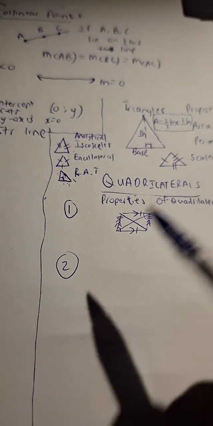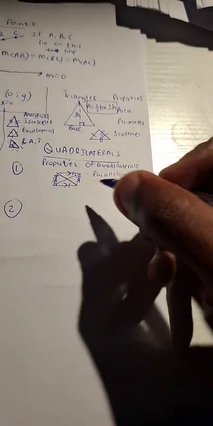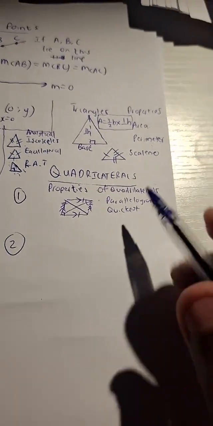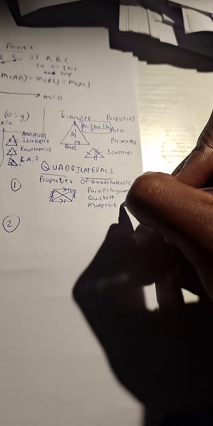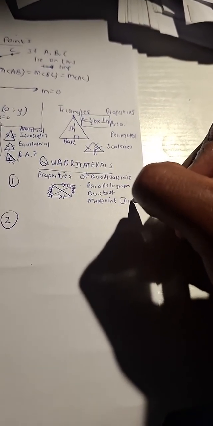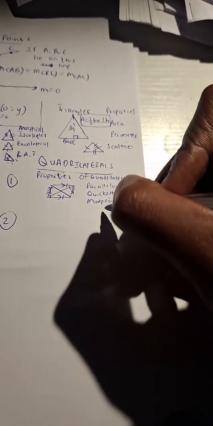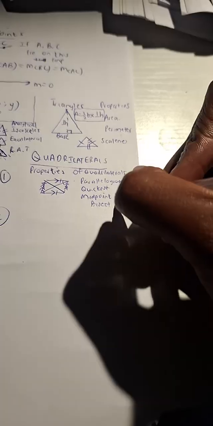Sometimes you get asked to prove that something is a parallelogram. Guys, let's not waste each other's time. The quickest and shortest method that you can use to prove that a quad is a parallelogram, you simply use midpoint. Midpoint is the quickest, it's the shortest. Okay, and that is coming from the concept of diagonals bisect each other.